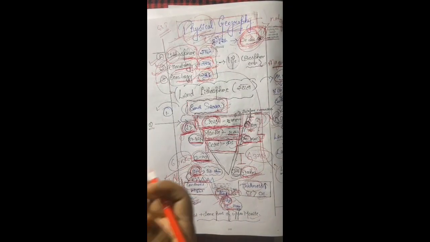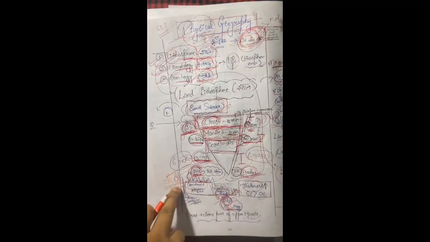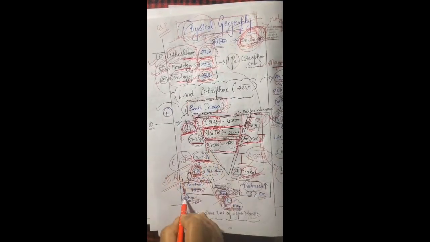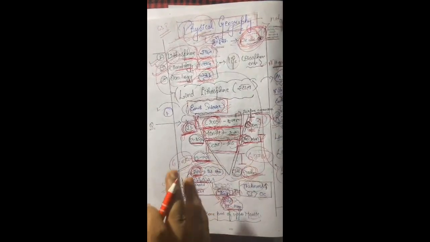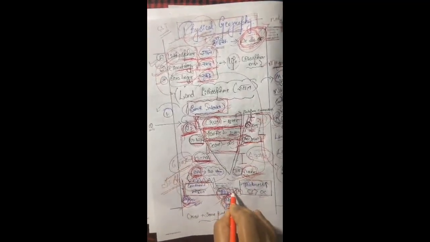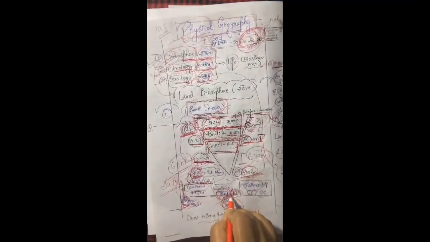Can we see in the diagram, under the mountains the crust goes as deep as 34 kilometers, whereas under the ocean it is very thin. Ocean is very thin, this part.